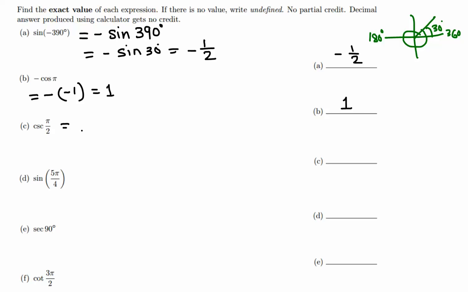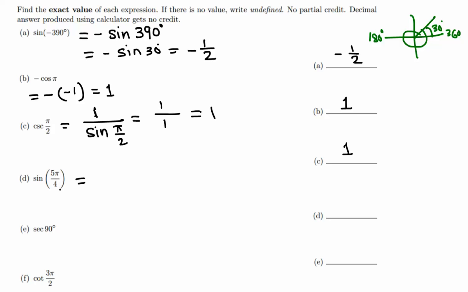Cosecant of pi over 2, I would just go by the reciprocal, because cosecant is the reciprocal of sine. 1 over sine 90 degrees, or pi over 2. Sine 90 degrees is just 1, and 1 over 1 is just 1, so the answer for C is 1.